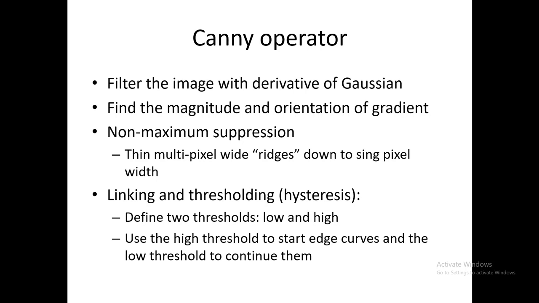Next we do what we call non-maximum suppression, which is the thinning that we will talk about a minute later. Then there is a linking operation where we're going to use two thresholds, low and high, and use the high threshold to start edge curves and the lower threshold to continue them.